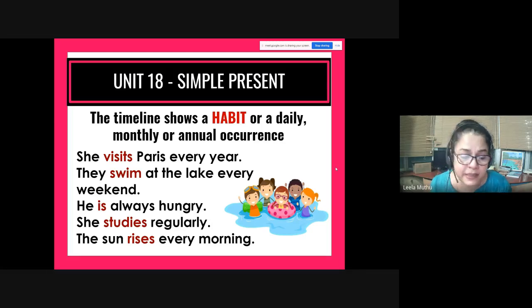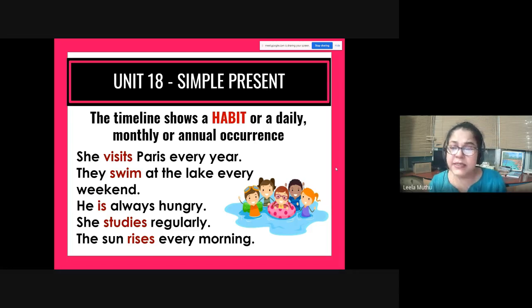Simple present. She studies regularly. The word regularly is an adverb which describes the verb study. How she studies: regularly. Okay, so it's an action which has always been the way, it's her personality. She studied regularly in the past, she studies regularly now, she will study regularly in the future. So we represent it using the simple present.